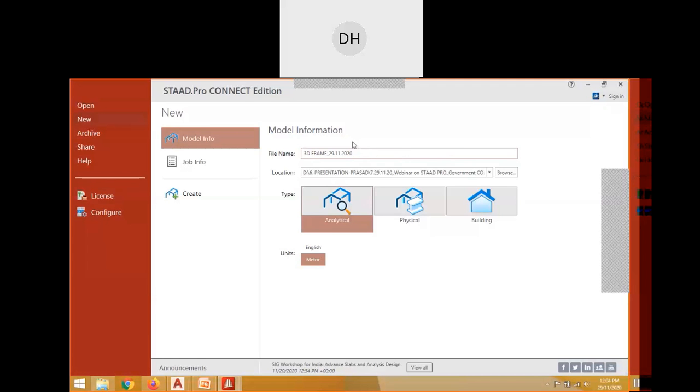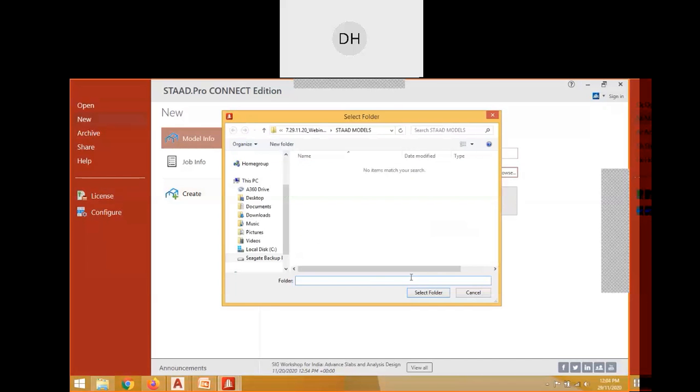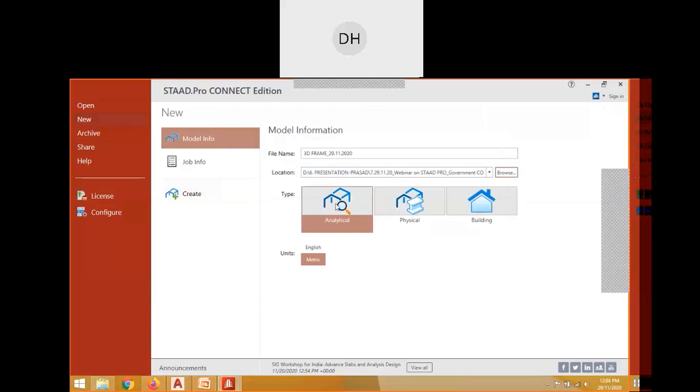Even if you want to save your model on the desktop, then make a folder, and in that particular folder you save this model. Otherwise, your desktop will be full, as a number of files are created. So I will just keep this particular file in today's webinar STAAD model folder, select folder. Our model is an analytical model, the unit system is metric, and once we have configured this basic information, just say create.